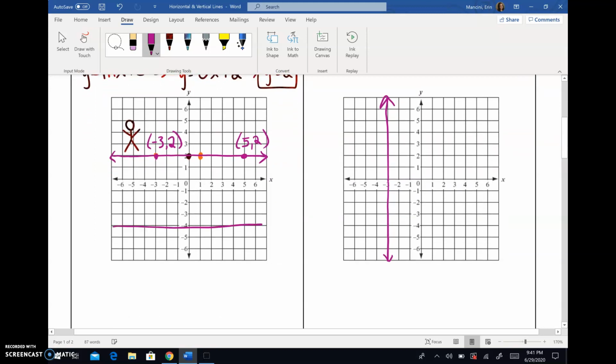Versus if you had this line down here, let's say you pick this point where x is 3 and your y is -4.